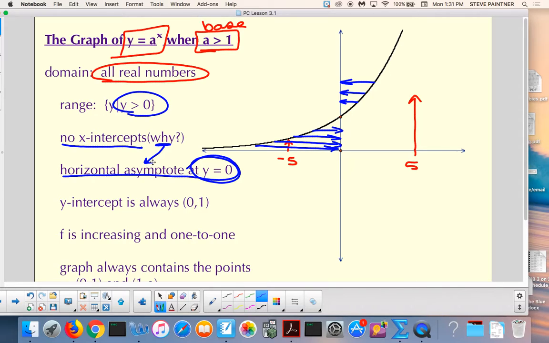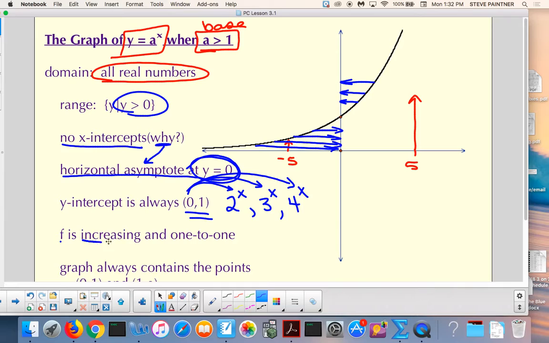The y-intercept will always be what? 0, 1. It doesn't matter what function I give you. If I give you 2 to the x, 3 to the x, or 4 to the x, if you put a 0 in, you tell me the answer every time. What's the answer? 1. It's always 1. 0, 1 is always on your graph. It's a dead giveaway.